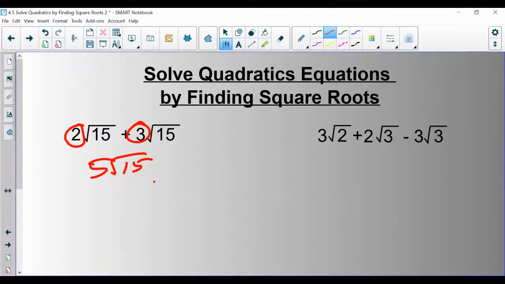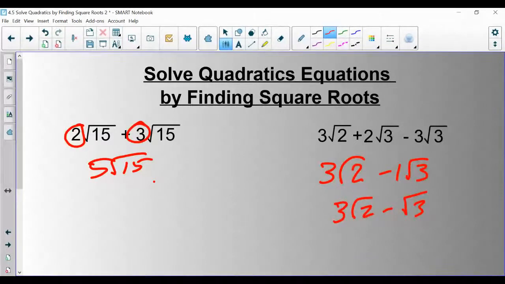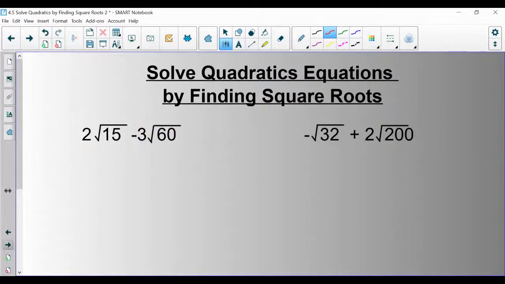Should be able to look at this one and come up with the right answer. Notice that this one has a different number underneath the root than these two. So this one is going to be off on its own. It's not going to be able to be combined with anything because its root doesn't match. But these ones do have the same root, so you're going to add or subtract the coefficients. 2 minus 3 would be negative 1, and the root stays the same. It would be 3 root 2 minus 1 root 3, or this could also be written as that. Right, we don't need the 1 in front.